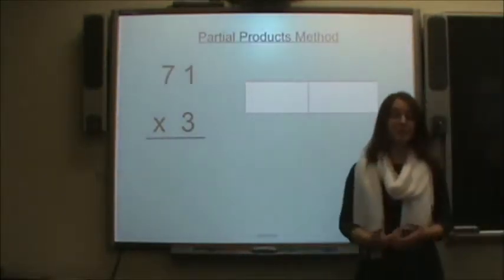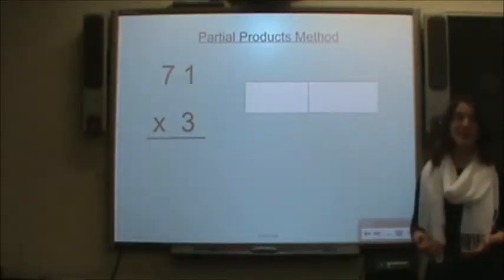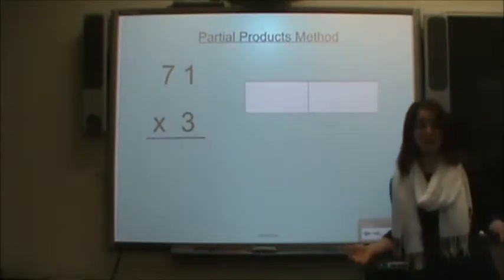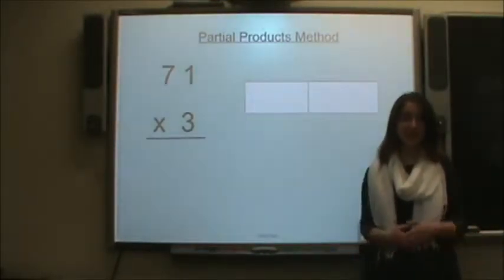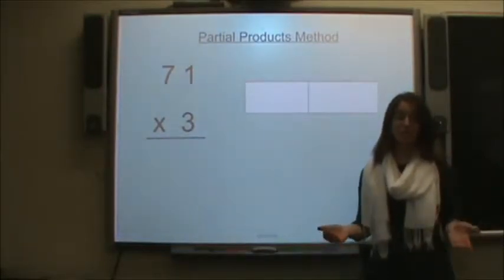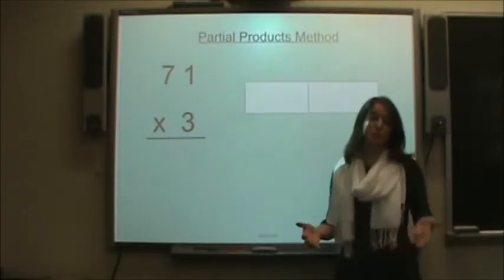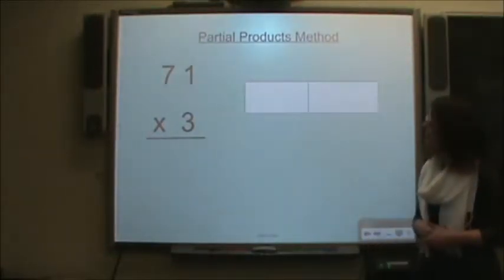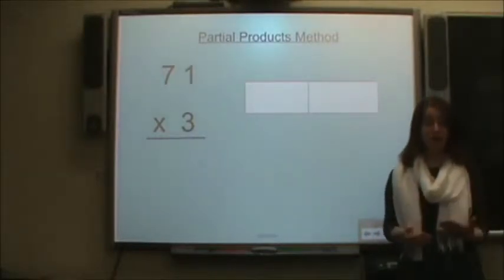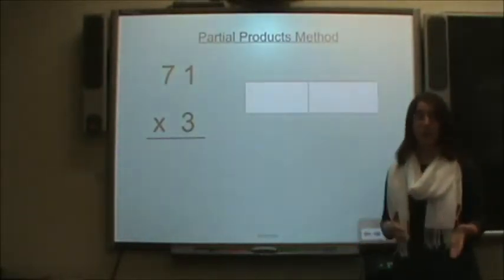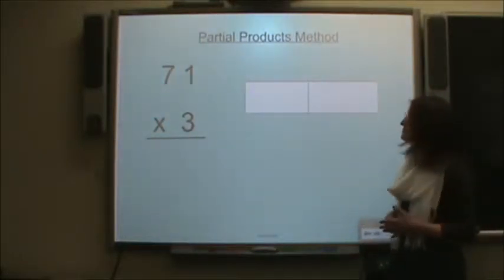The method that we're going to go over today is the partial products method. It's important to know the definition of products, which, as we went over in the last lesson on multiples and factors, is the answer of two numbers multiplied together. Whenever you multiply two or more numbers together, the answer is your product. So partial product tells me we're going to be finding parts of the product, parts of the answer, and then putting them together to get the actual answer.